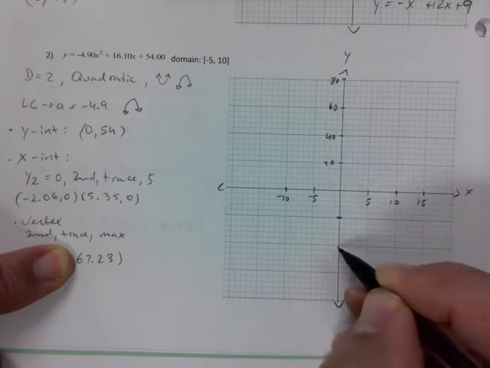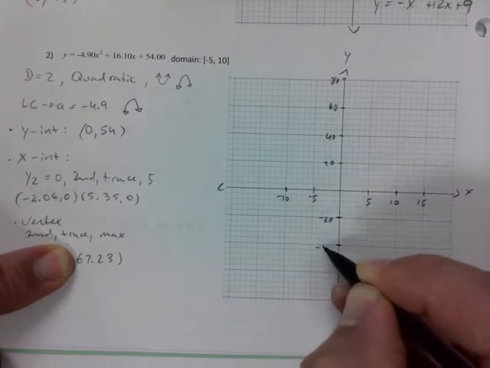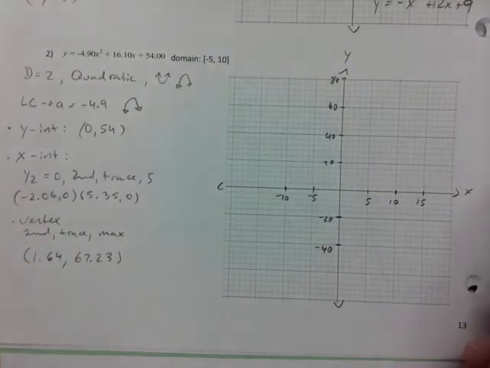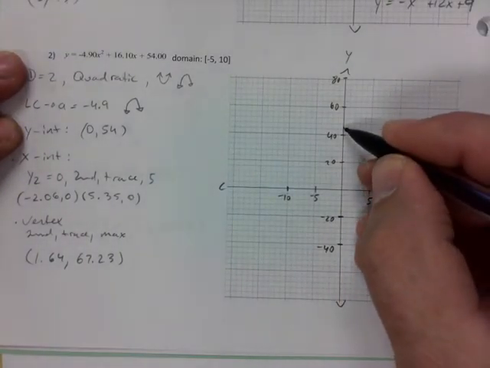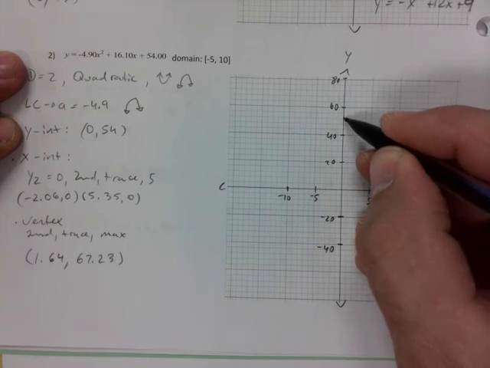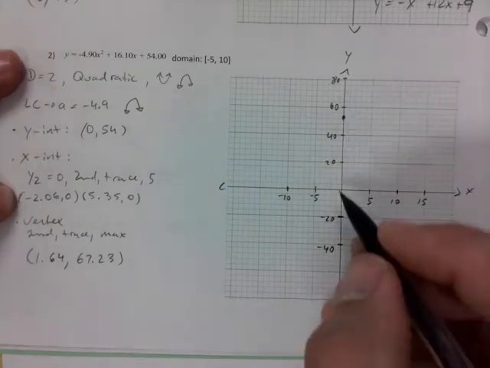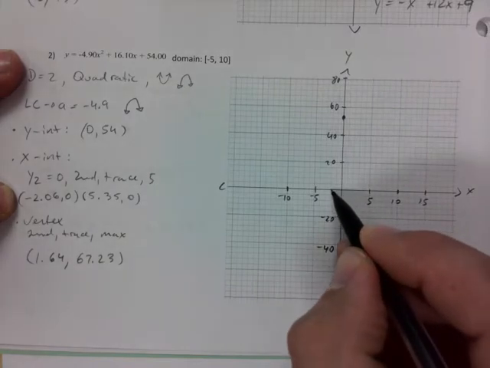That works. Same thing going down like that. And let's plot our points. So the y-intercept, this will be 50 right here. So 54 is right about there. And then we have the x-intercepts at negative 2.06.